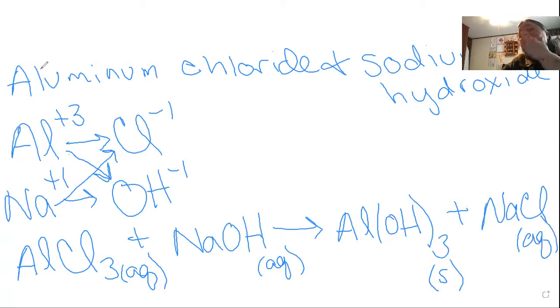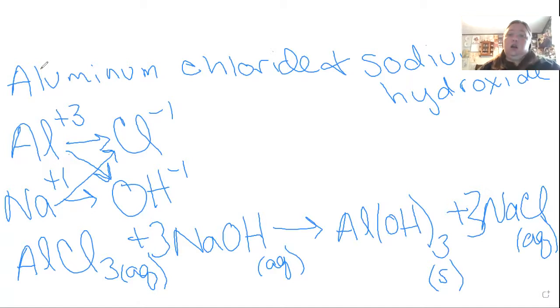Now I keep forgetting to balance. You absolutely need to balance everything. So we'll go ahead and balance this reaction. To balance it out, we need 3 NaOH and 3 NaCl in the products, and that will balance out our reaction. So that's my hack. Hopefully that makes sense.